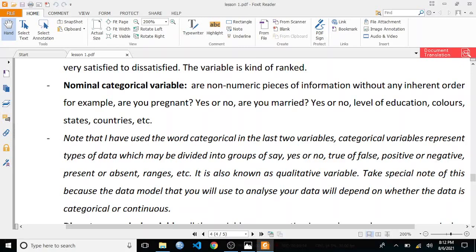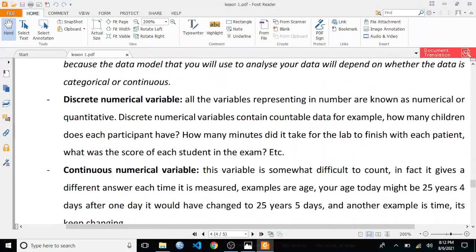So what's categorical? Categorical variables represent types of data which may be divided into groups. We first talk about yes or no. Do you belong to the group of yes or to the group of no? Do you belong to the group of positive or to the group of negative? It is also known as qualitative variable. This is important because the data model that you use to analyze the data will depend on whether the data is categorical or continuous. Let's move on.